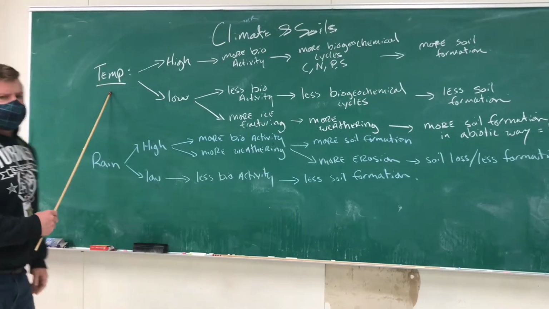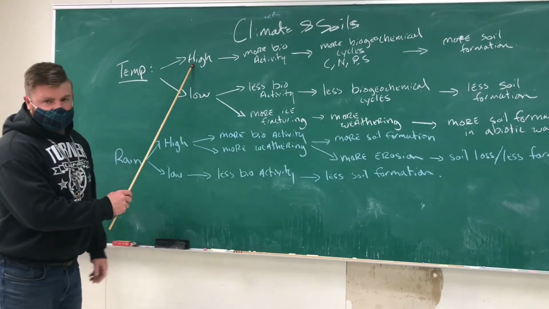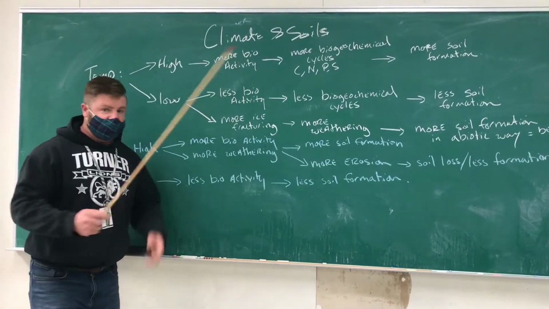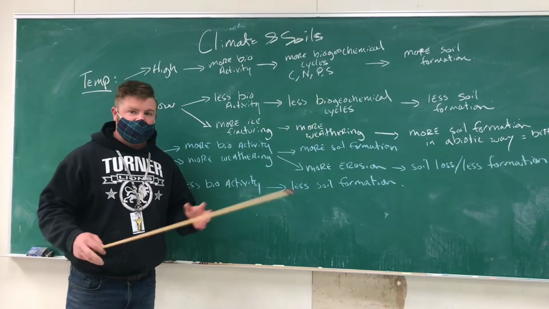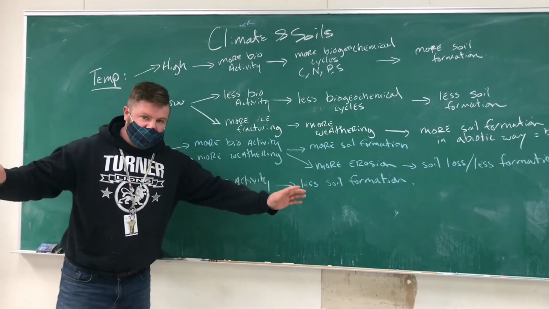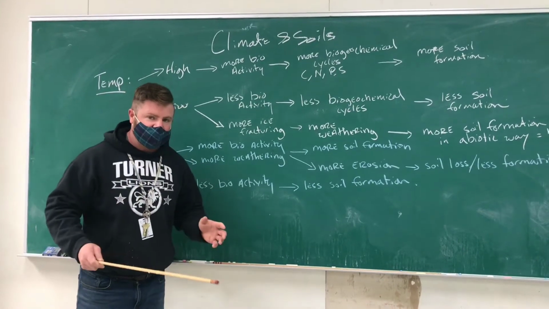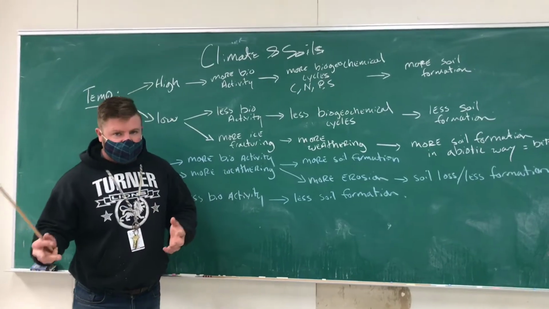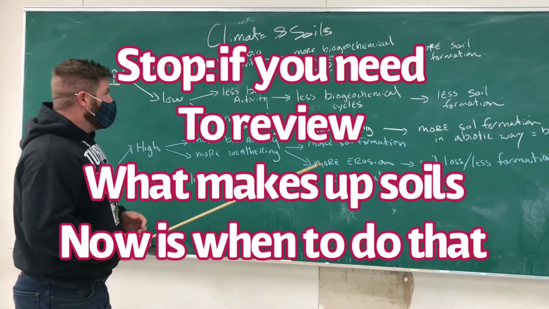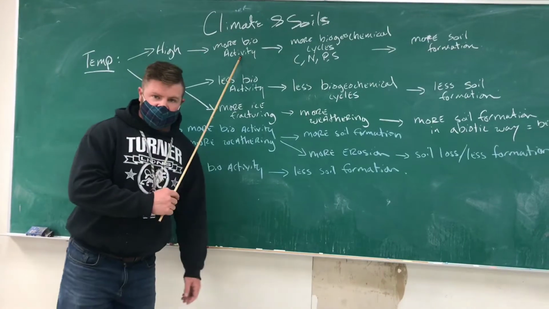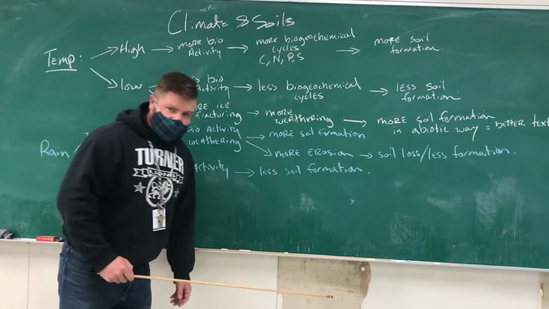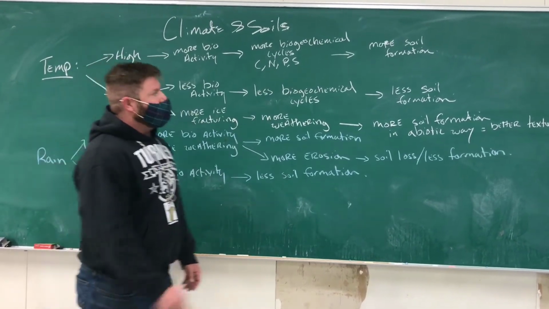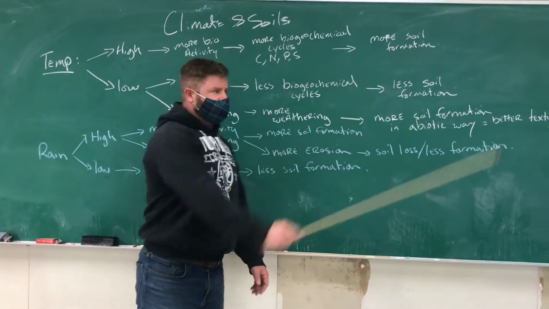Okay, we have temperature. Let's say we have high temperature. What happens if we get high average temperature? Well, with more temperature, you get more biological activity. That's the bacteria, all the plants and animals and everything else. Now, I said one of the first things in this class is that soil is not just dirt. It is a biotic and abiotic component, okay? It's a mix. So with high temperature, we're going to get more of that biotic component. We're going to get more biogeochemical cycling. That means more carbon, more nitrogen, more phosphorus, more sulfur cycling, and that's going to lead to more soil formation.